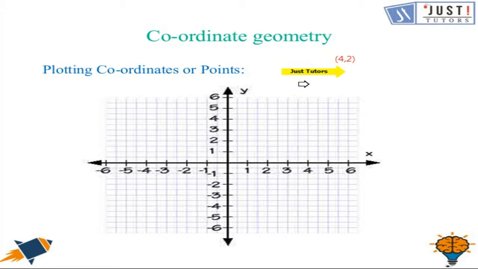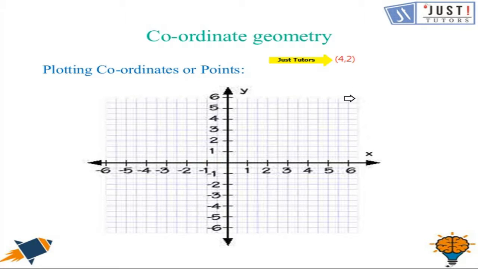Remember one thing, a positive sign on the x-axis tells us that we need to go right, and a negative sign tells us we need to go left from the origin. Similarly, for the y-axis, a positive sign tells us we need to go up and a negative sign tells us we need to go down. So let's try to plot the same point on this Cartesian plane.